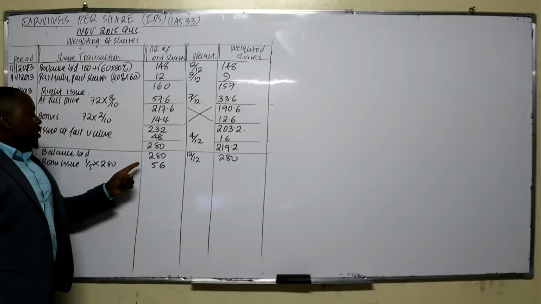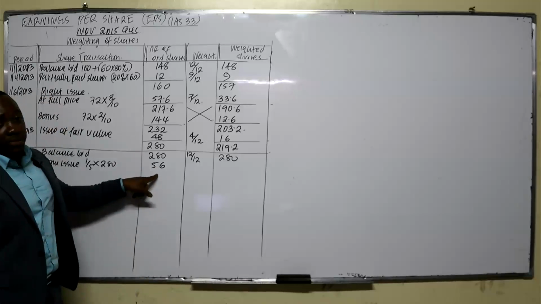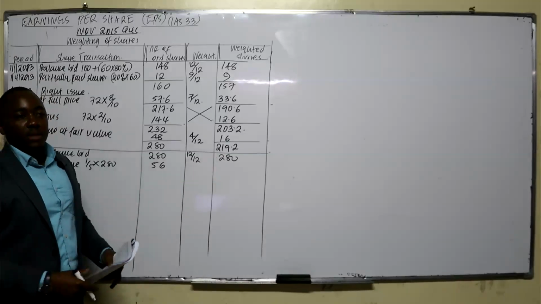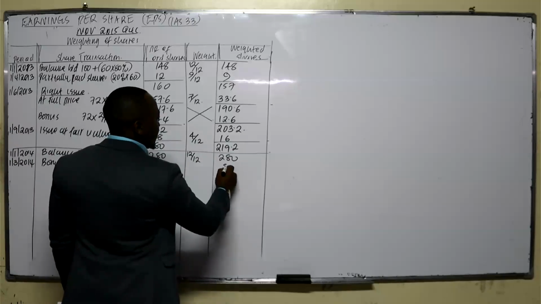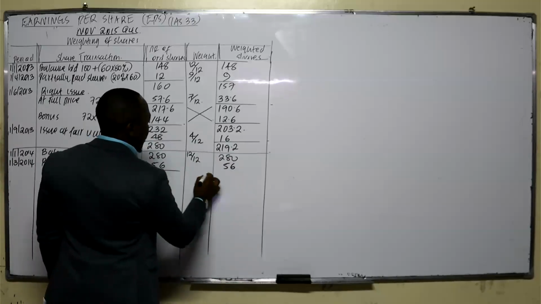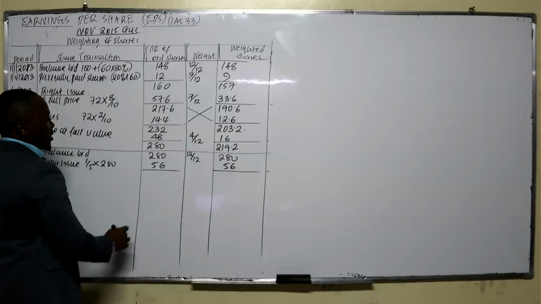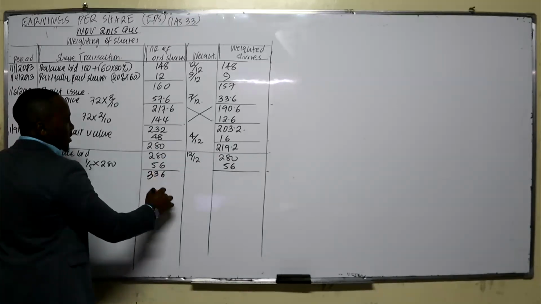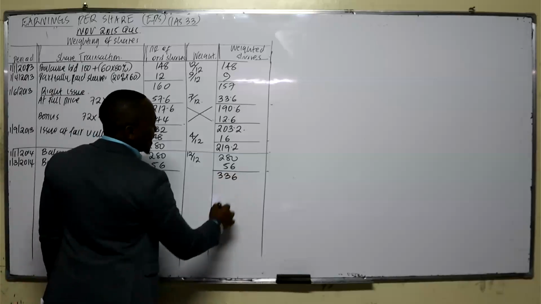You argue. 280, they got a bonus of 56. What about 280? They get how much? 56. After every share transaction, you sum up. This one you get 336. Good.